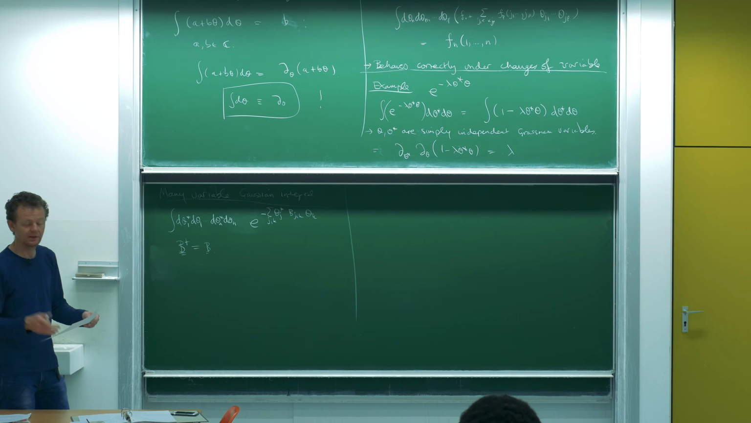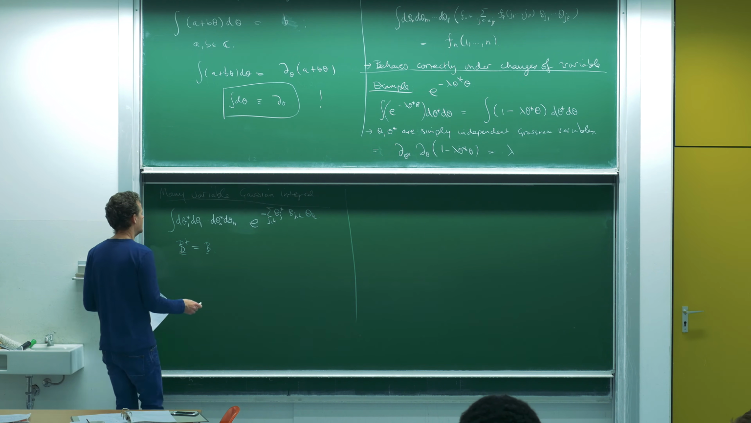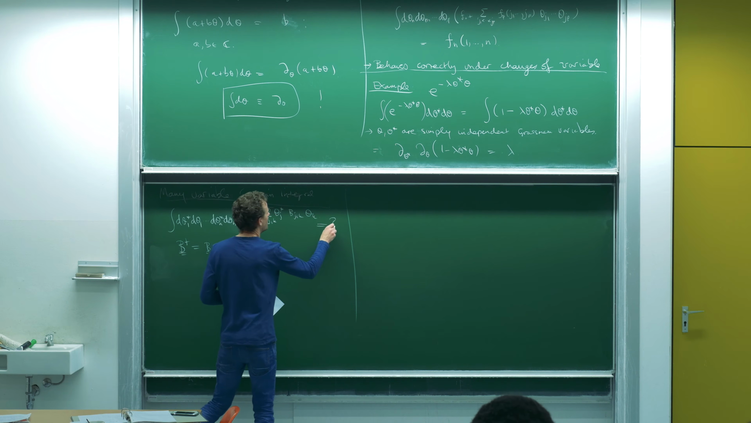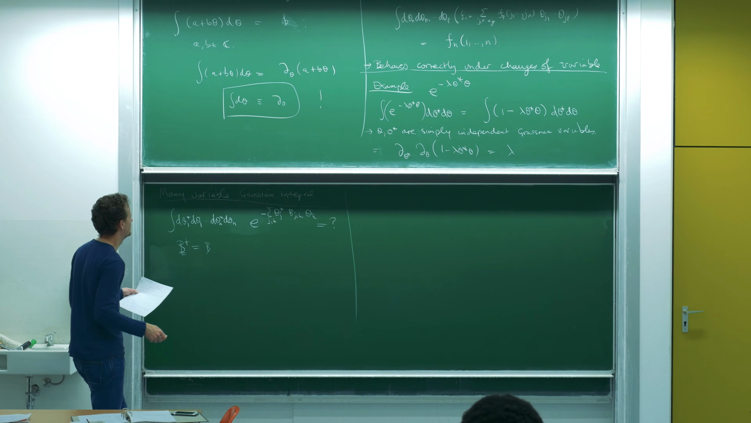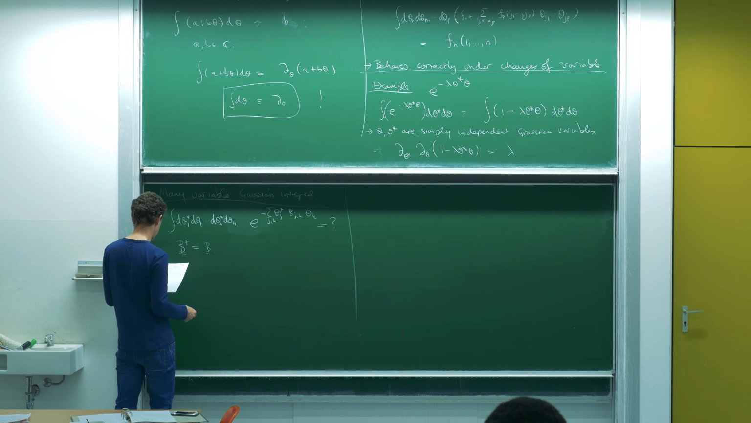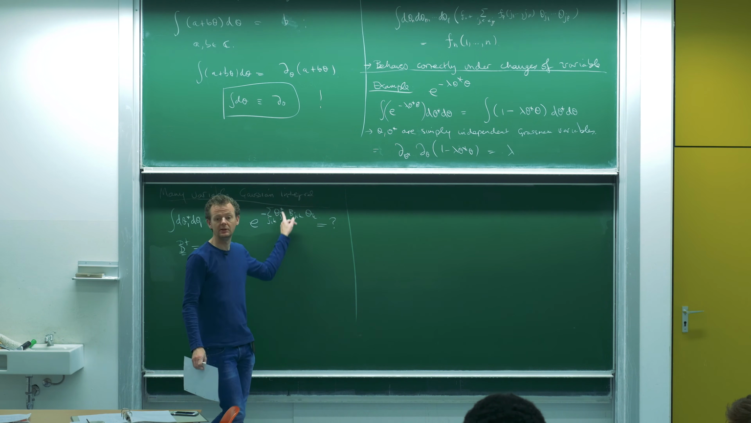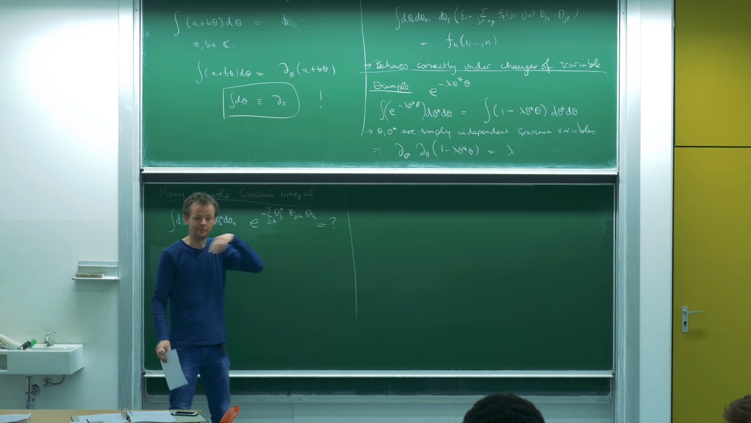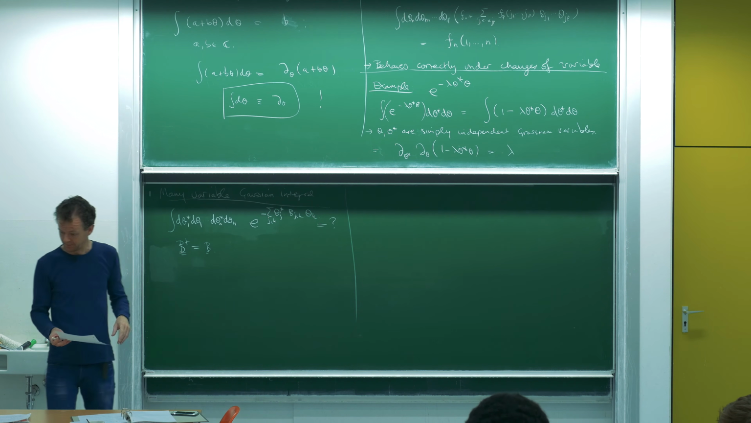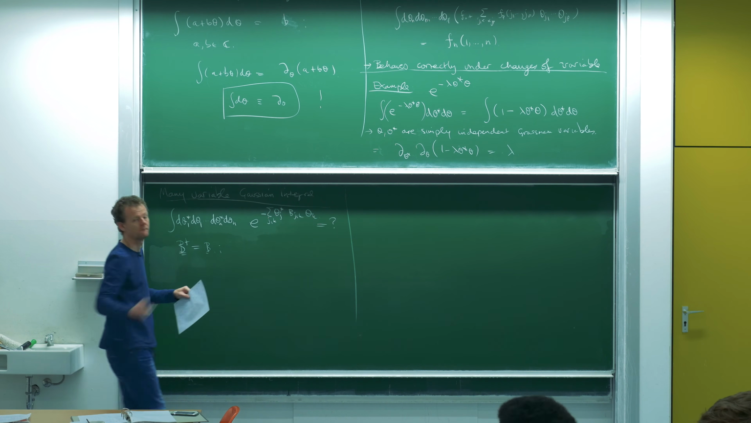And we're going to do it exactly the same way as we did for the normal many variable Gaussian. So how do we do it? The first step is to make a linear change of variables to diagonalize this matrix B. So this matrix B is not yet diagonal.